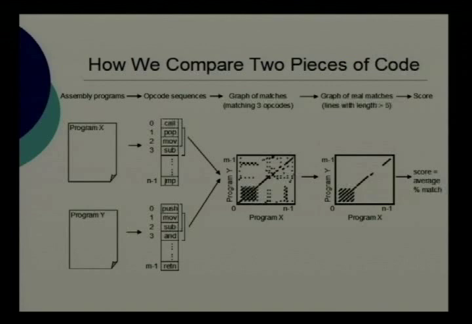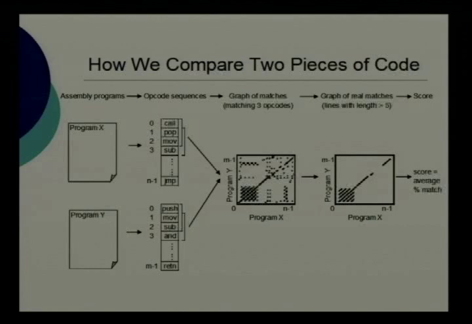Then for comparison, we compare three subsequences at a time, and we do all-against-all comparison. So for program X and program Y, if the three opcodes are the same in any order, we consider it a match.